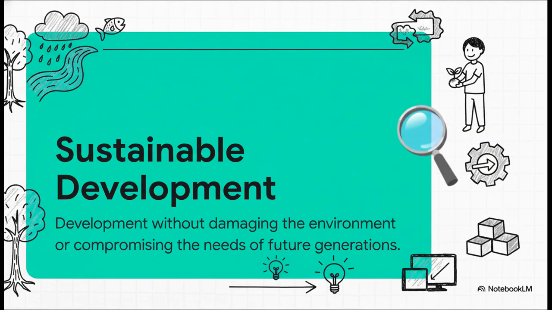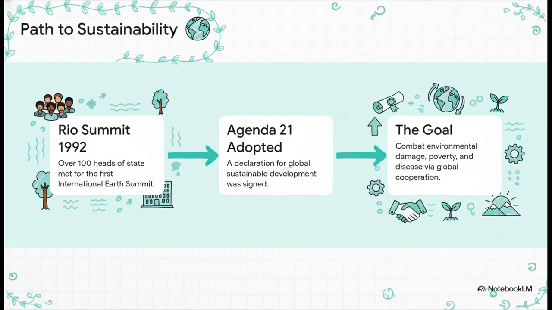The solution to these huge problems lies in a concept I am sure you have heard of: sustainable development. Please notice the 2 key parts of this definition. It means that development should not damage the environment, and it must not compromise the ability of our future generations to meet their own needs. This very idea was discussed on a global stage at the Rio de Janeiro Earth Summit, way back in 1992. Here, more than 100 world leaders came together and they adopted something called Agenda 21. The main goal of Agenda 21 was to create a global plan for achieving sustainable development in the 21st century.